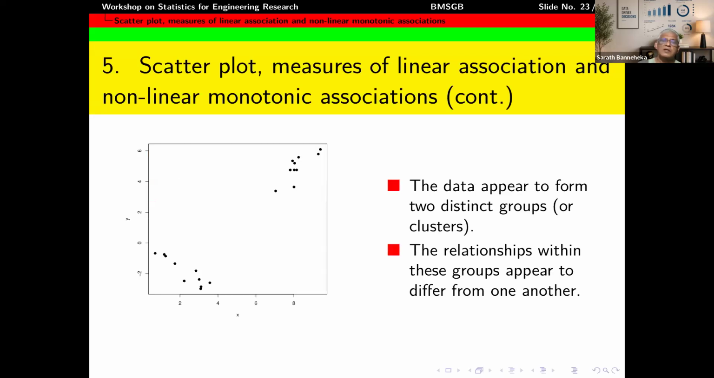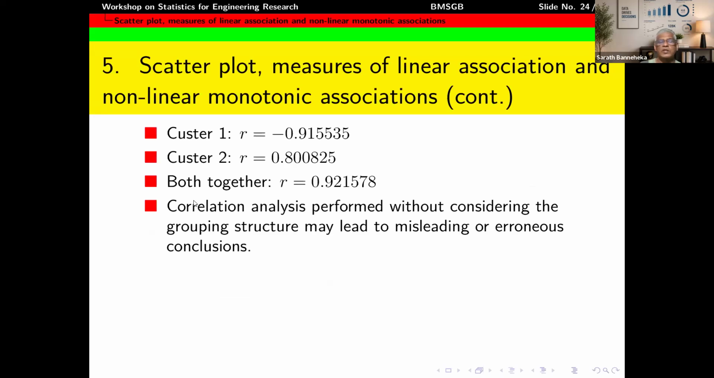And this graph also has the same idea, but now in a different situation. For one cluster, the relationship seems to be a negative linear one. For the other cluster, the relationship seems to be a positive linear one. Right? So if you don't look at the scatter plot, you will put all these data together and calculate the correlation coefficient. So you may get 0.92 in that case. And you will be interpreting it as a strong positive linear relationship, which is completely wrong.